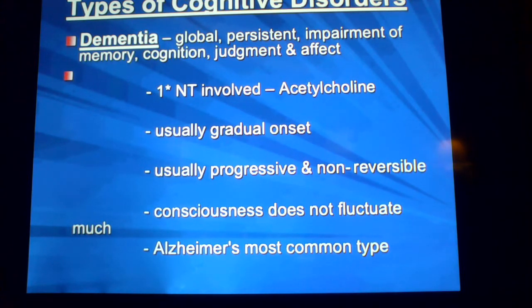It usually has a gradual onset. Again, delirium has a rapid onset. Usually dementia is progressive and non-reversible. Consciousness does not fluctuate much. Alzheimer's disease is the most common type. We're seeing more Alzheimer's disease as our population lives longer.